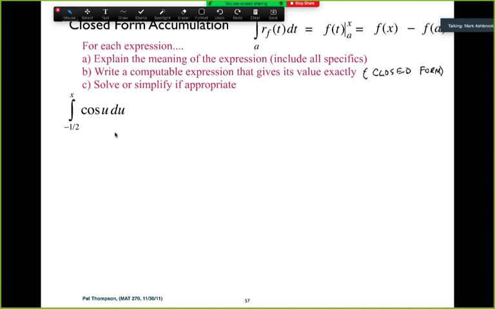Sine. Many of you are saying sine, and that's right. So we're going to start by writing sine of u as the antiderivative of cosine, because the derivative of sine is cosine. Then we'll use this notation here, which means that. And now we're ready to write the closed form, which is sine of x minus, so final value of the quantity minus initial value of the quantity.